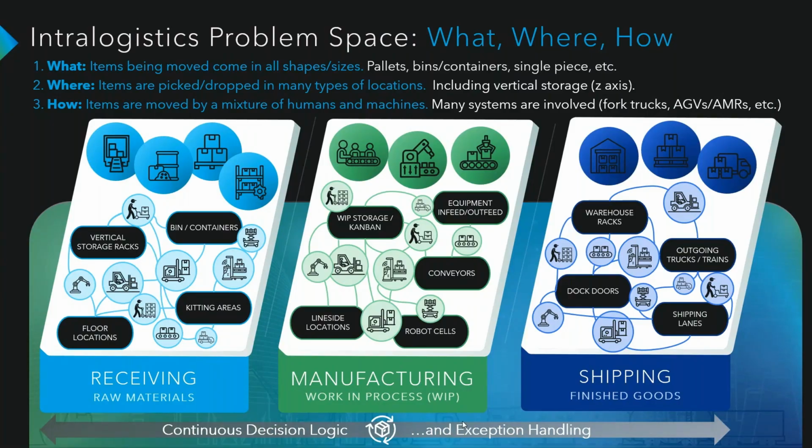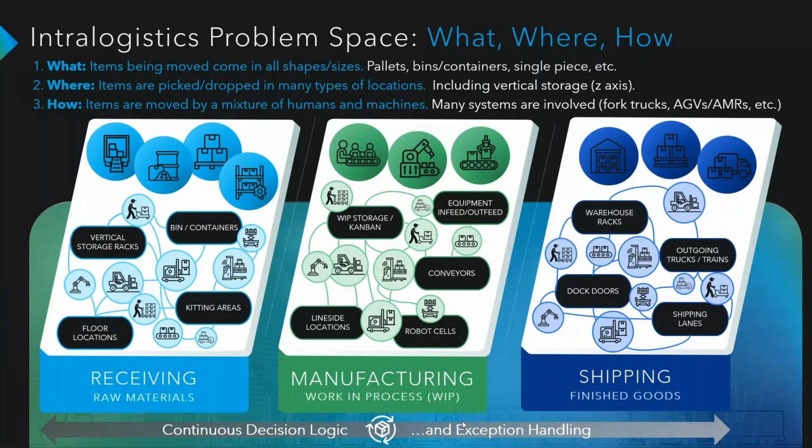So you're changing size, you're changing shape as you go through the process, and that leads to some complexity. The second piece there, the where, is the different locations where these items have to be picked from and dropped to. Everything from high bay storage or narrow aisle storage racks in your warehousing areas to floor locations out on your shop floor, to in-feed conveyors, robot cells, you name it, different equipment that you may need to pass materials to and from throughout your process.